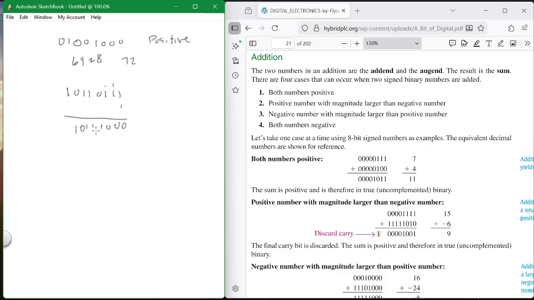Okay, so that's 1011, 1000. Now that would be a minus 72. How do you know that that's a minus 72? Well, if you add this number to this number, you should get 0.